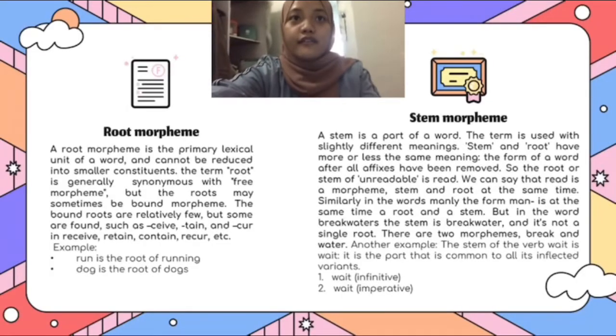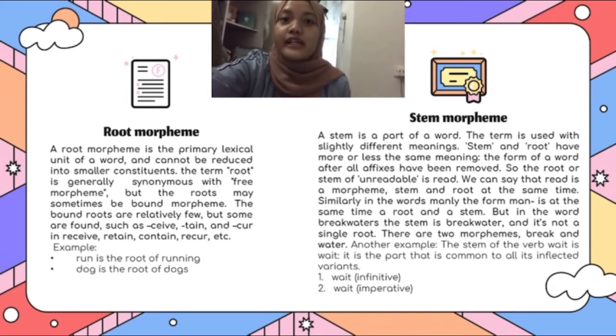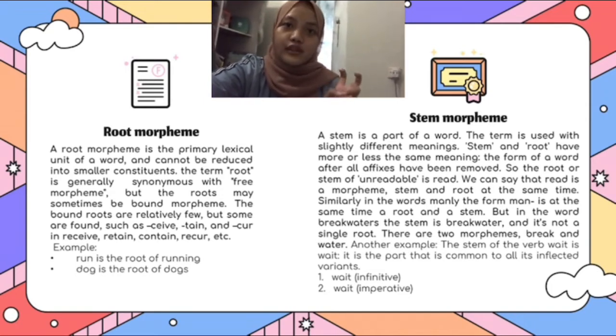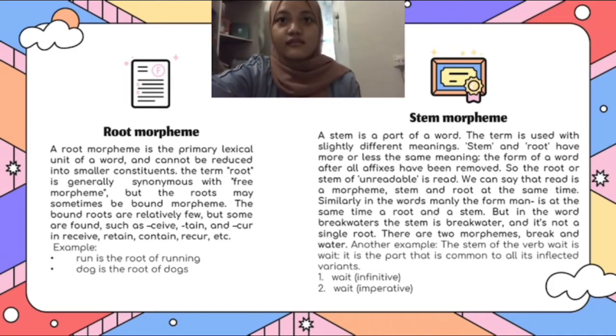And we have a root morpheme. A root morpheme is the primary lexical unit of a word and cannot be reduced into smaller constituents. The term root is generally synonymous with free morphemes.